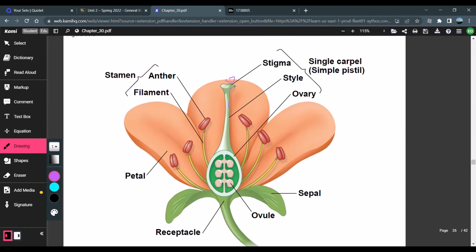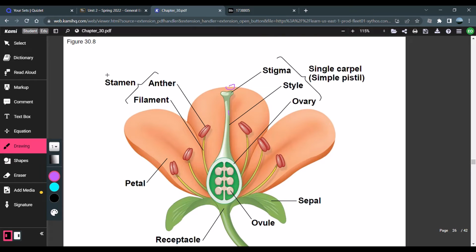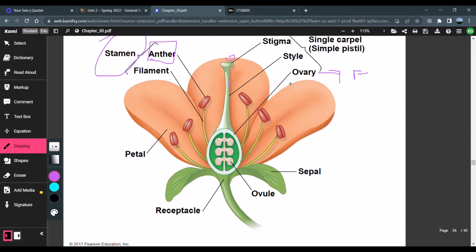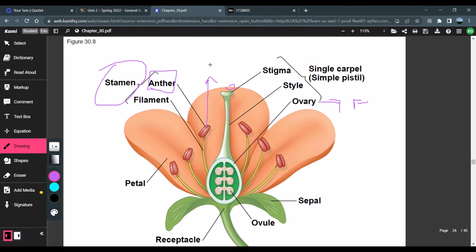So here we have the anatomy of a flower. This right here, the stamen, contains the anther. The anther is what produces the male gametophyte, while the ovary produces the female gametophyte.